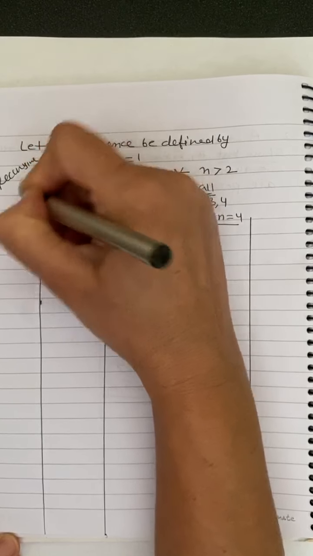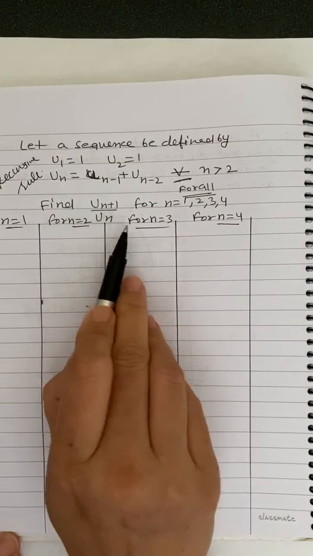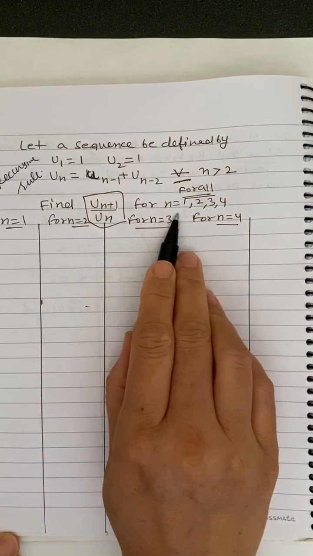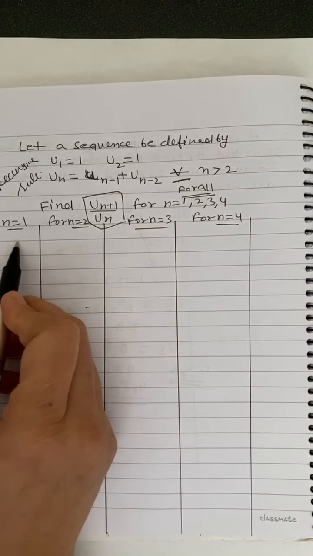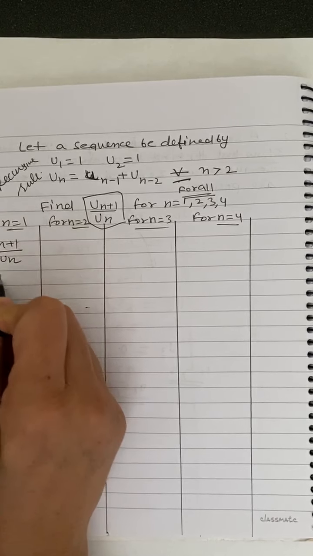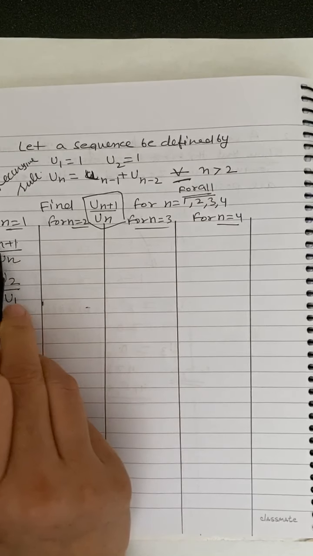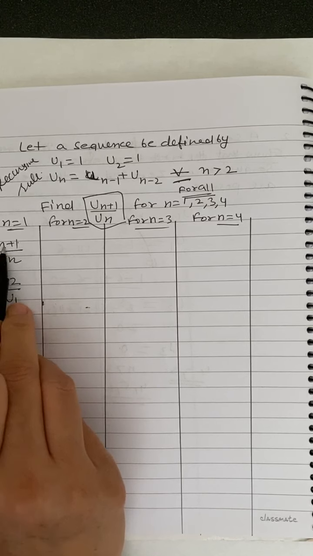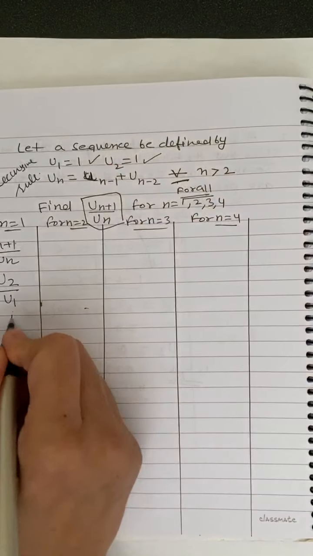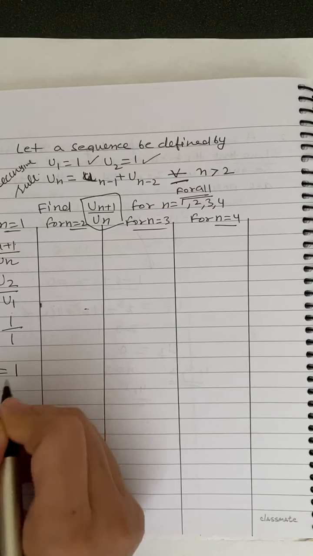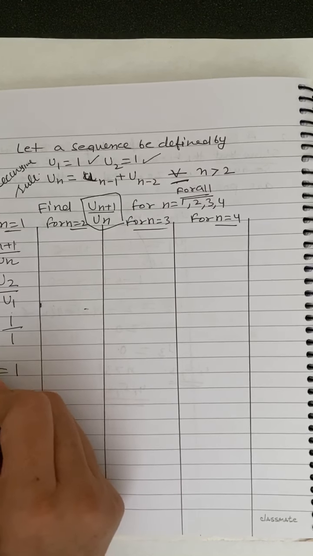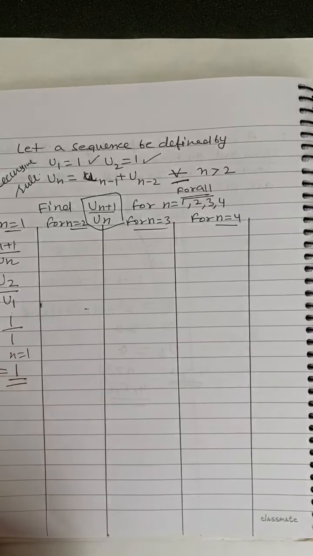And what we need to do here is, from the recursive rule, find the ratio un plus 1 divided by un when n is 1, 2, 3, and 4. So I'm going to start with when n is equal to 1. Your un plus 1 over un is going to be u2 divided by u1. You substitute n by 1, and 1 plus 1 gives you 2. We already have u2 and u1, so 1 divided by 1 gives me 1. So the ratio of un plus 1 divided by un for n equal to 1 is 1.